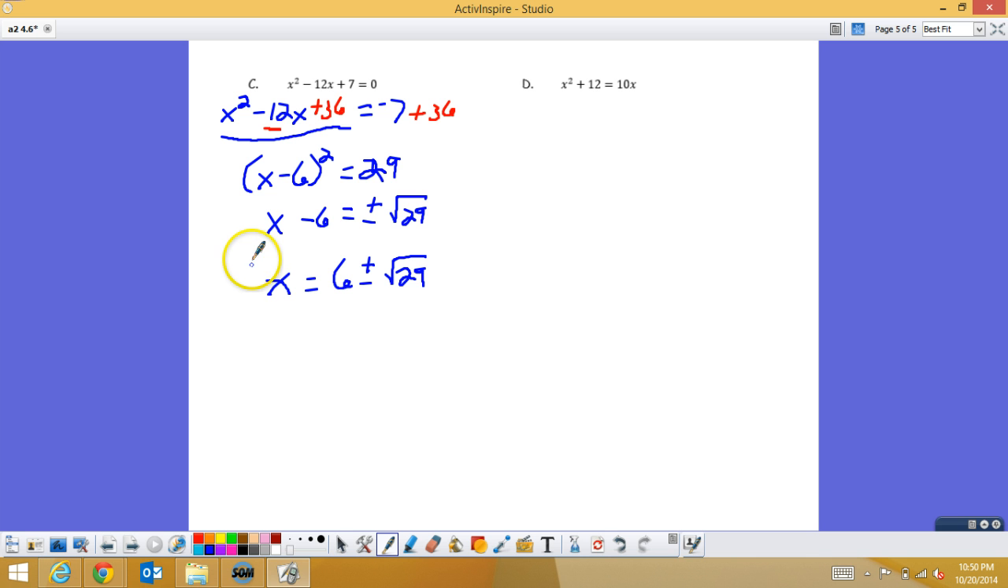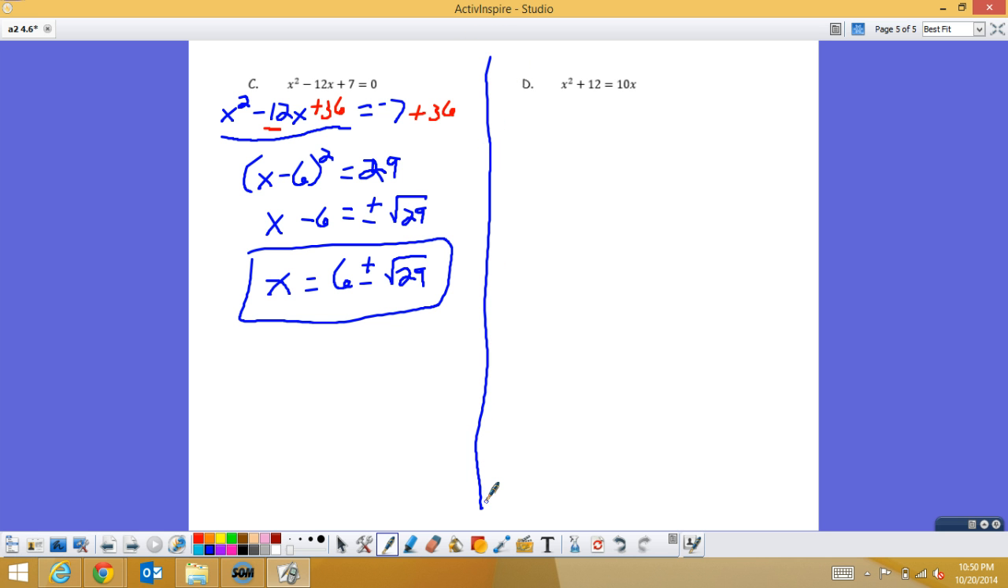And again, keep in mind there are two solutions to that one. One of them is 6 plus the square root of 29. The other one is 6 minus square root of 29.